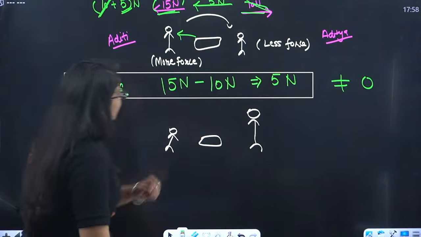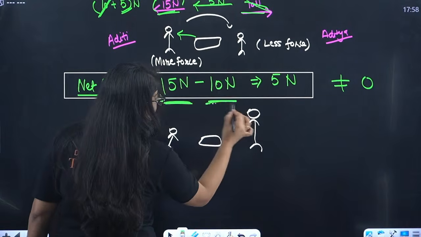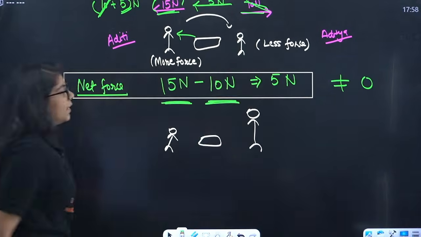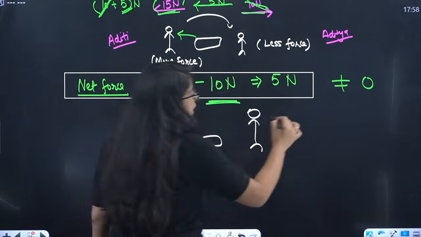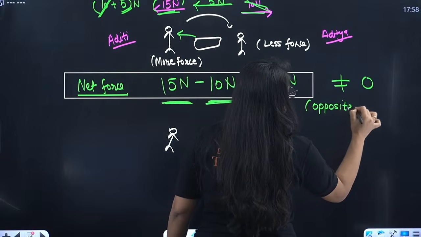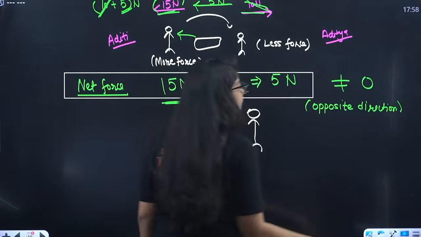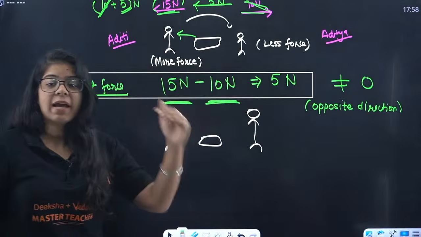So how do you calculate this? Larger force minus smaller force, you will get the net force, if they are in opposite direction. If the forces are in the same direction beta, they will add up. They will not subtract, they will add up.